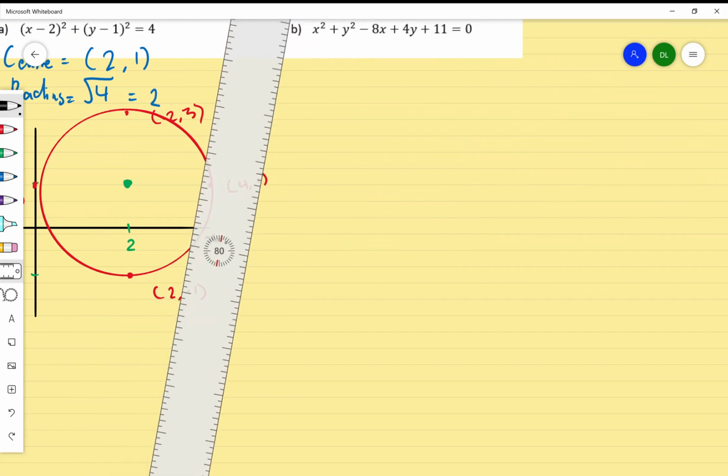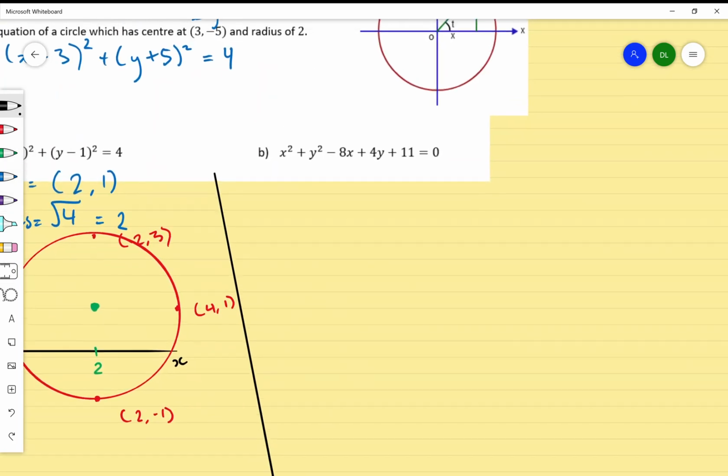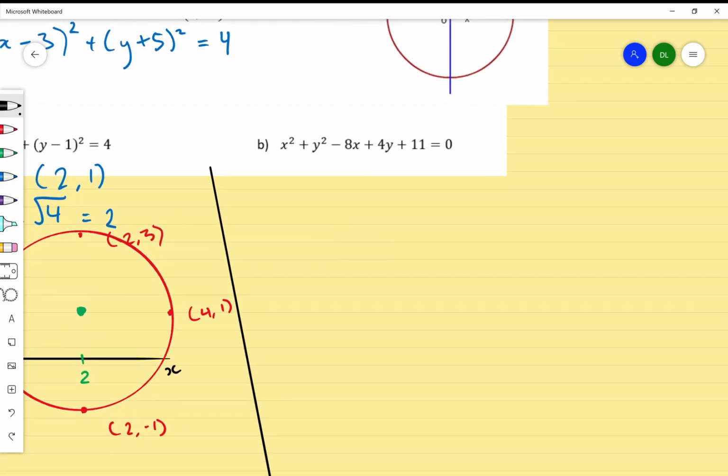Now the first thing we have to do is identify what that general form would be. So I'm going to rearrange the values so that I have my x values on the left, y values in the middle, and on the right-hand side of my equation, I'm going to put the constant values. So I'm going to end up with x squared minus 8x plus y squared plus 4y equals negative 11.